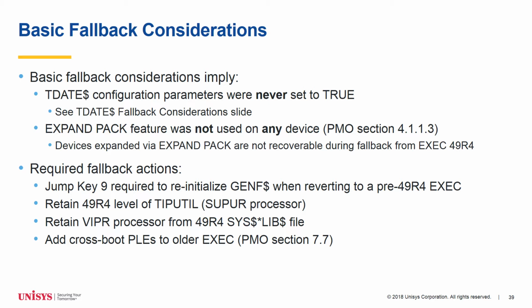If you're dropping back from Release 18 exec to an older exec, you must set jump key 9 to enable GenF$ reinitialization and restore the old format. The Release 18 super processor in TIPUTIL converts the super files to a new format the first time you execute super. If you drop back to an older release, you must continue using the newer version of super. Older levels of super will not recognize the newer format of the super files.